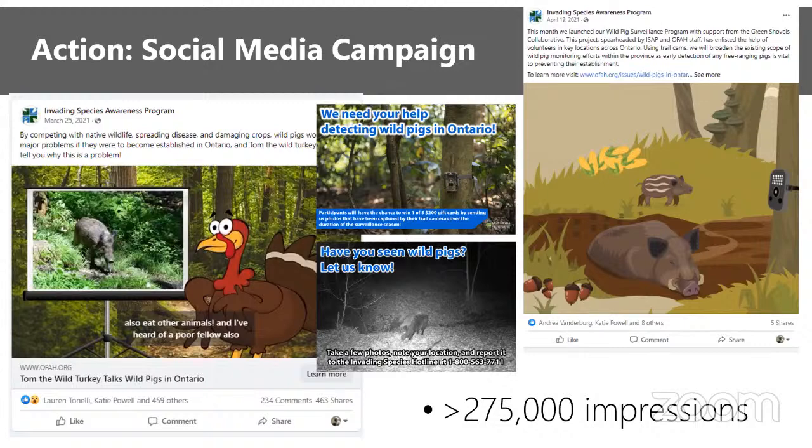And then finally, we had a call to action to take our registration survey and become a formal volunteer of the program. We also included information and articles written for our OFAH Insider, which is our e-newsletter, and an affiliated e-blast that went out to our OFAH membership. Through this social media campaign, we were able to achieve over 275,000 impressions, and we did have a lot of engagement on the posts themselves.